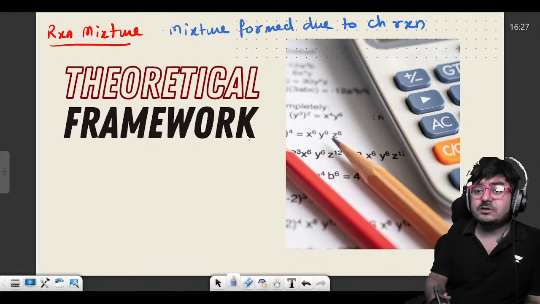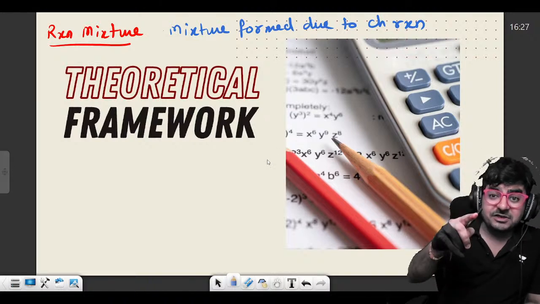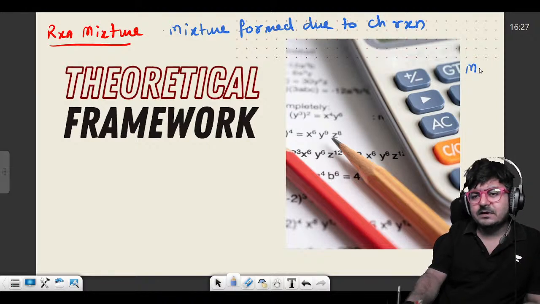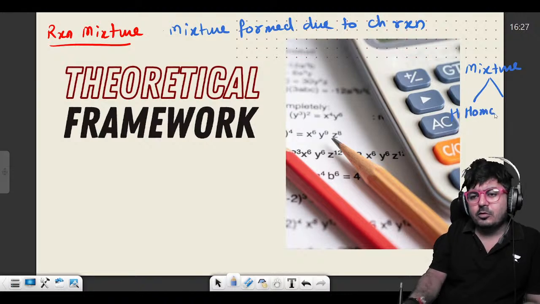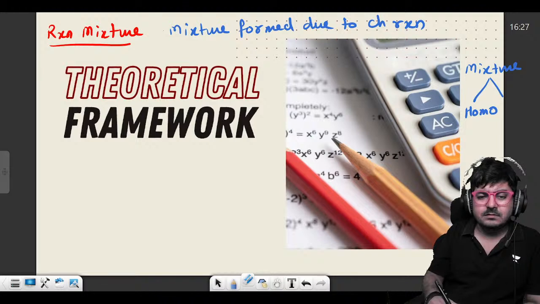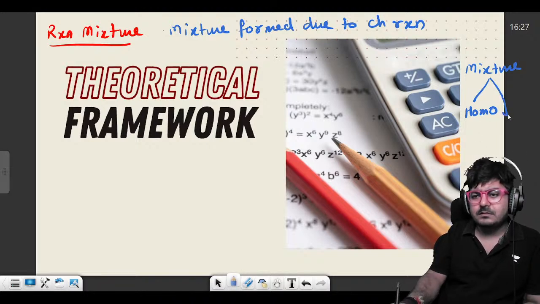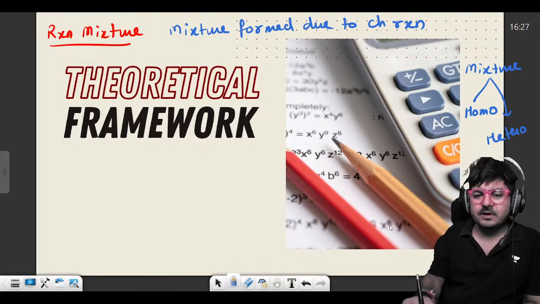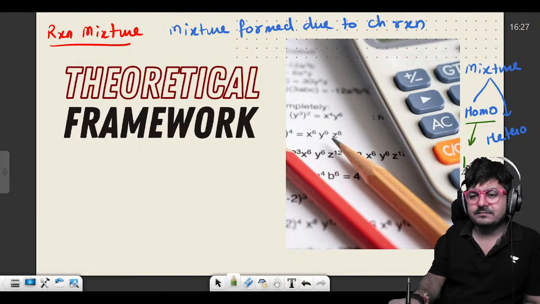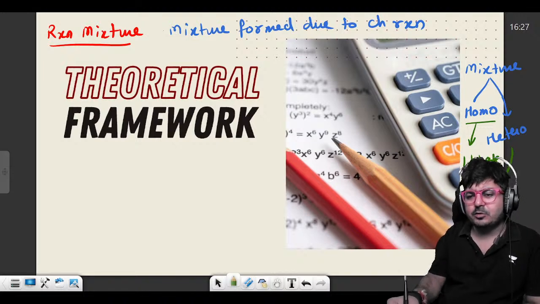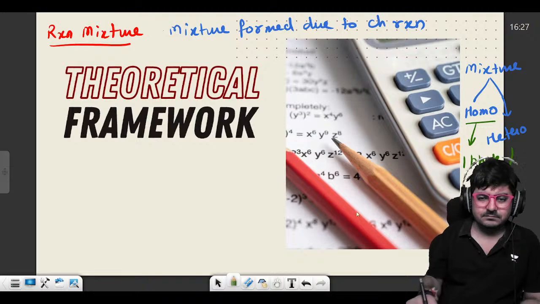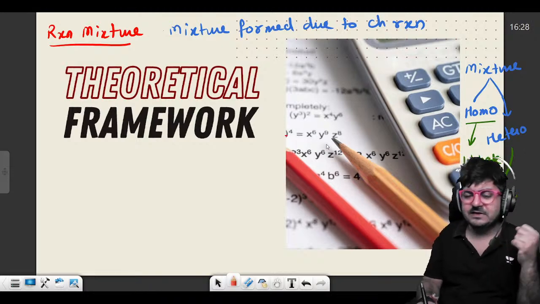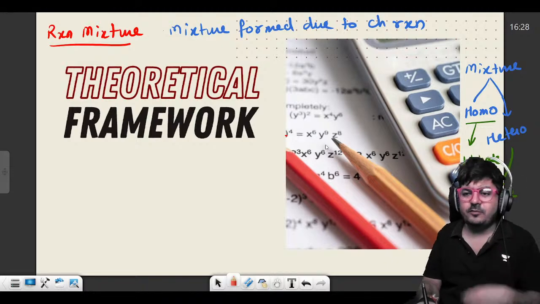Okay. And based on the phase of the mixture, you guys know, mixtures in general, we classified them as in two categories: homogeneous mixtures and heterogeneous mixtures. Homogeneous mixtures are those where mixtures exist in one phase, and heterogeneous mixtures are those where mixture exists in more than one phase, like water and sugar, one phase mixture, water and sand, two phase mixture, water and oil, two phase mixture.